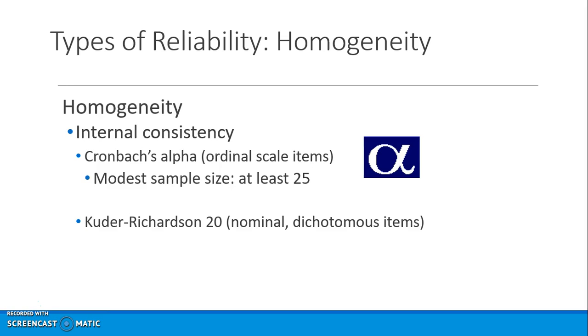Homogeneity is a type of reliability. It's internal consistency reliability, and typically you want to have at least 25 participants. It's represented by the Greek letter alpha, and essentially it's used for ordinal items. SPSS uses the same formula for both ordinal items and also for nominal level items, dichotomous as well, which is nominal level, and that's the Kuder-Richardson 20.